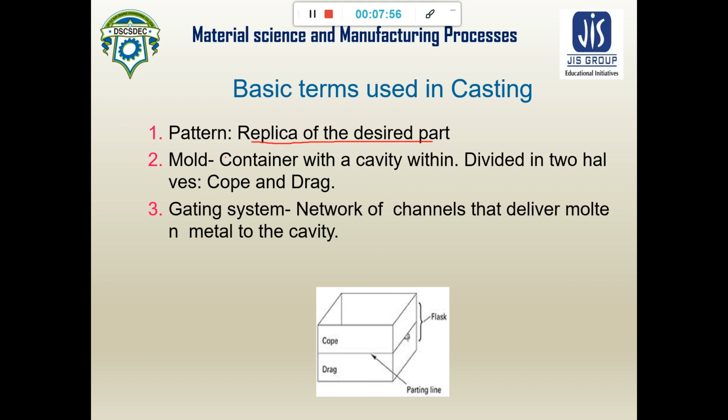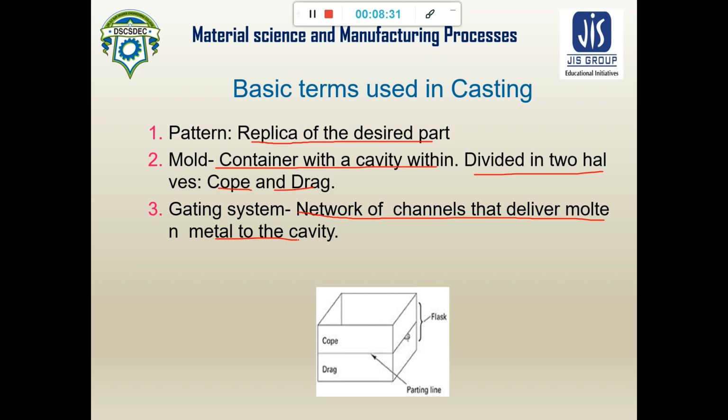Next is the mold. A mold is a container with a cavity within, and it is divided into two halves: first is the cope and second is the drag. The third one is the gating system. The gating system is a network of channels that deliver the molten metal from the pouring basin to the mold cavity.